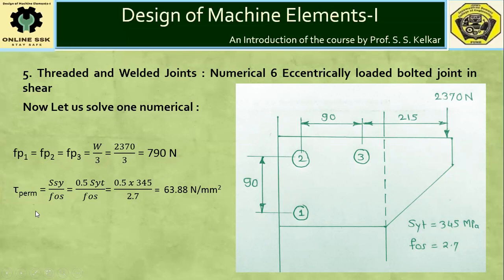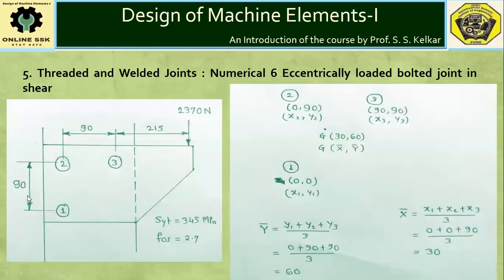The permissible shear stress for the bolt material, which will be required later on, we are calculating here. It will be given by shear strength divided by factor of safety, but shear strength is given as 0.5 times SYT, the yield strength. The yield strength is specified as 345. The factor of safety is given as 2.7. Therefore, tau permissible will be calculated as 63.88 Newton per millimeter square. This value of tau permissible we are in need of later on.